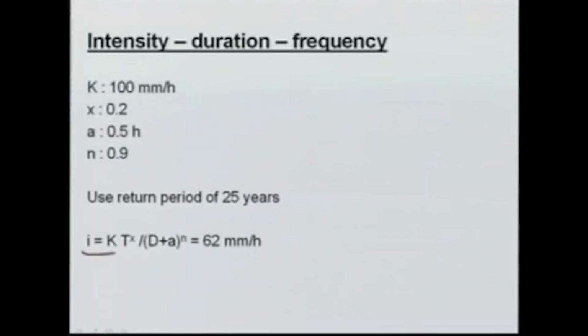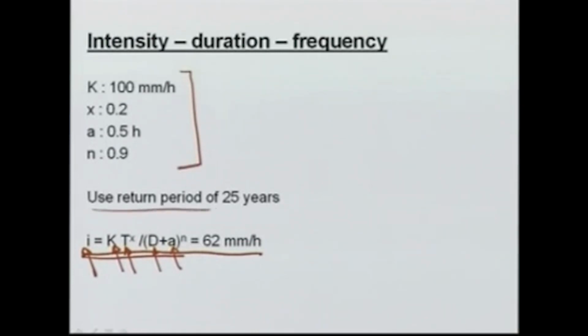As we have seen earlier, there are equations which relate the intensity with the duration and the return period. So, one of the equations which we had looked at was of this form: I, intensity, equal to K, which is a factor depending on the catchment, T is the return period in years, X and N are exponents, D is the duration in hours, and A is another constant which depends on the catchment. So, assuming these values for K, X, A and N, we can find out for a return period of 25 years what will be the intensity of a 3-hour rainfall.